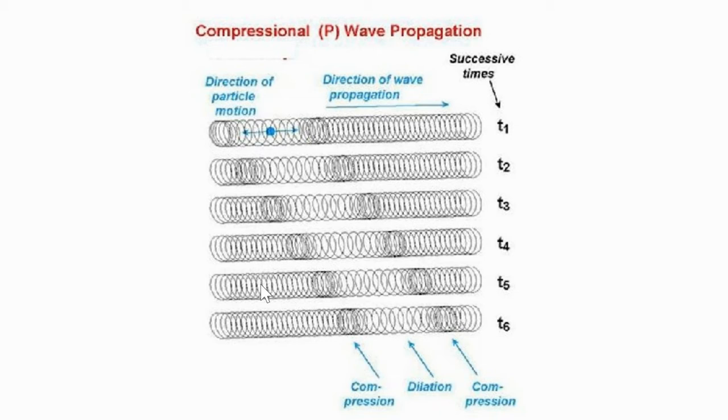Okay, so there are two types of waves. We have compressional waves, P waves, sometimes called longitudinal waves. They have different terms based upon how you're using them.